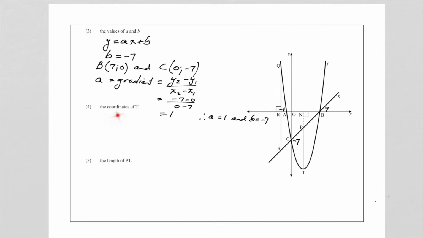In this question, they ask us to find the coordinates of T. Now, when you go to the drawing, you will see T represents the turning point. So we must find the turning point of the parabola. Now, to do that, we're going to just write down the equation of this parabola. So it's x squared minus 6x minus 7.